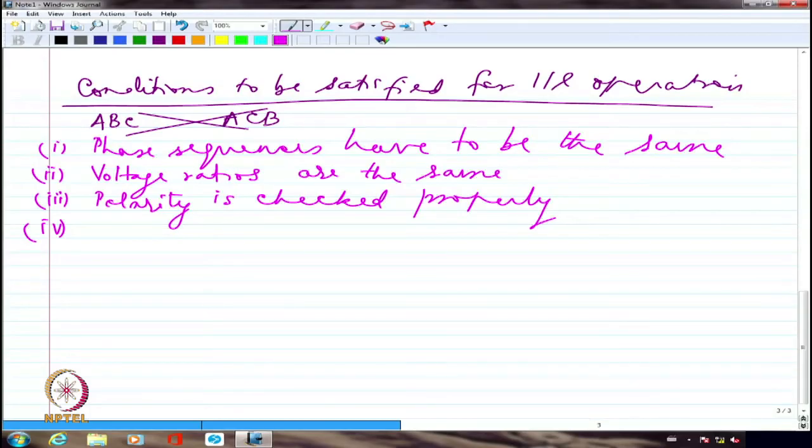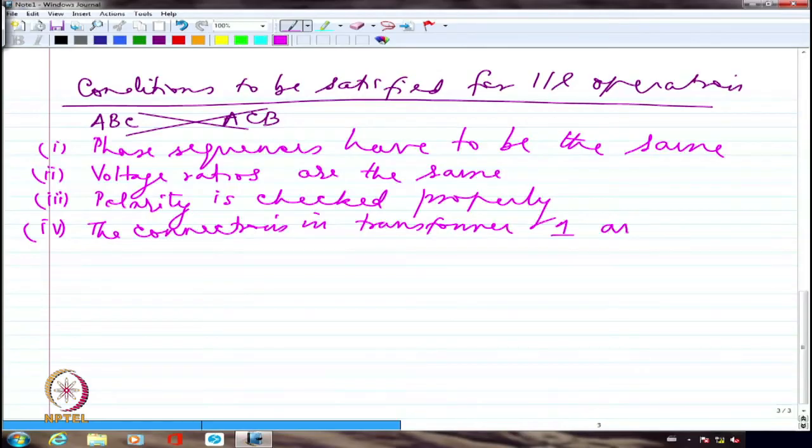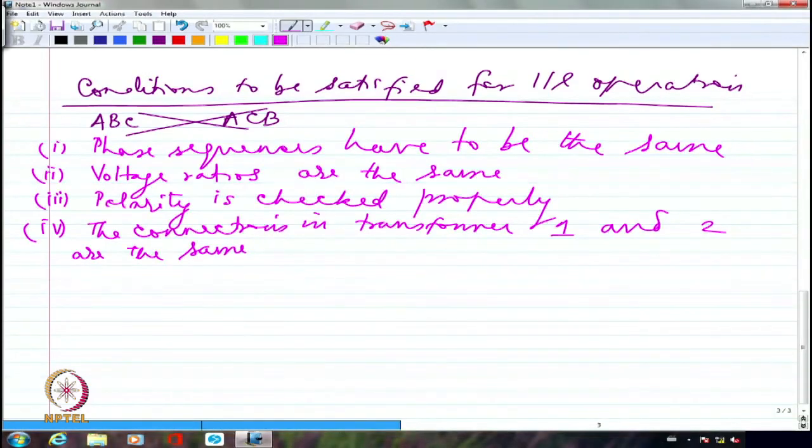So I have to make sure that basically the connections in transformer 1 and 2 are the same. What I mean is, if I am talking about a star-star connection for transformer 1, transformer 2 also should have star-star connection. Or star-delta, I should have star-delta. Otherwise, they will not work properly, unless I have the connections to be the same.